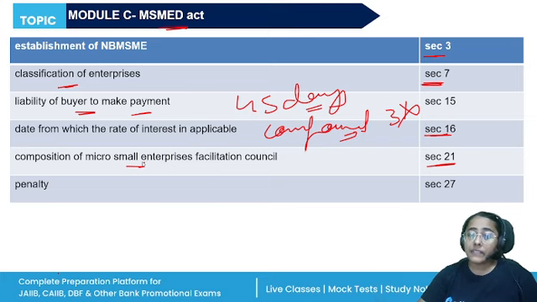Then representatives of banks and financial institutions, people having special knowledge in the field of industry, finance, or law. This will be the composition. And finally, section 27, which talks about the penalty for the non disclosure.